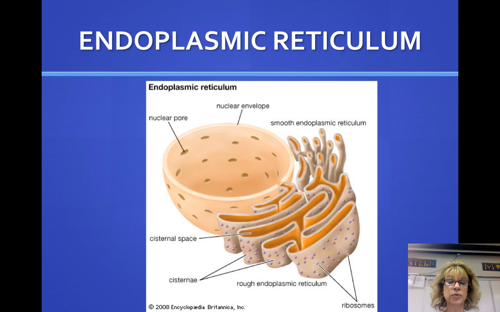Rough ER is studded with ribosomes. Ribosomes produce proteins. The ribosomes that are free-floating in the cytoplasm produce proteins for the cell. The ribosomes that are studded on the rough ER make proteins that are excreted by the cell. Those are called secretory proteins. For example, antibodies are a defense molecule. They are made and secreted by white blood cells.